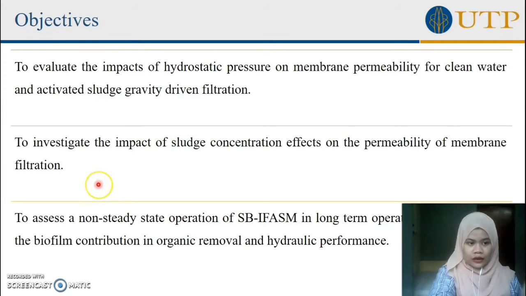And lastly, we are going to assess a non-steady state operation of SBI FSM in long-term operation, where it operates in sequential batch, and we are going to focus particularly on the biofilm contribution to removing the organics, and we're also going to focus on the hydraulic performance.